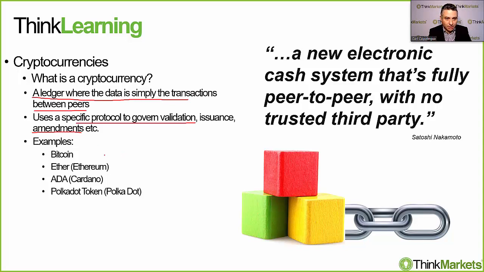Some examples of cryptocurrencies today. Obviously, Bitcoin is the biggest and best known. Number two, nipping at its heels, is Ethereum, but the actual currency of the Ethereum network is called Ether. And then on the Cardano network we have ADA, and the Polkadot token that operates on the Polkadot network. And there are many, many others. There's about 9,000 different cryptocurrencies or tokens sloshing around the world at the moment.